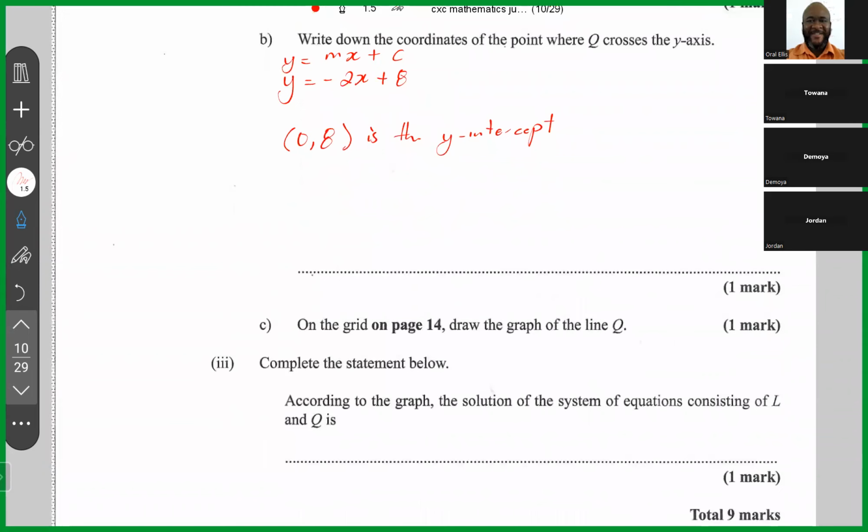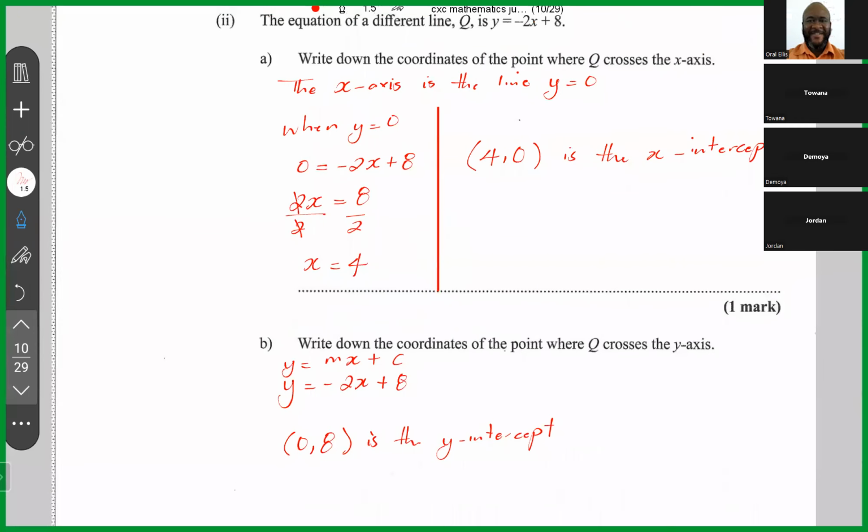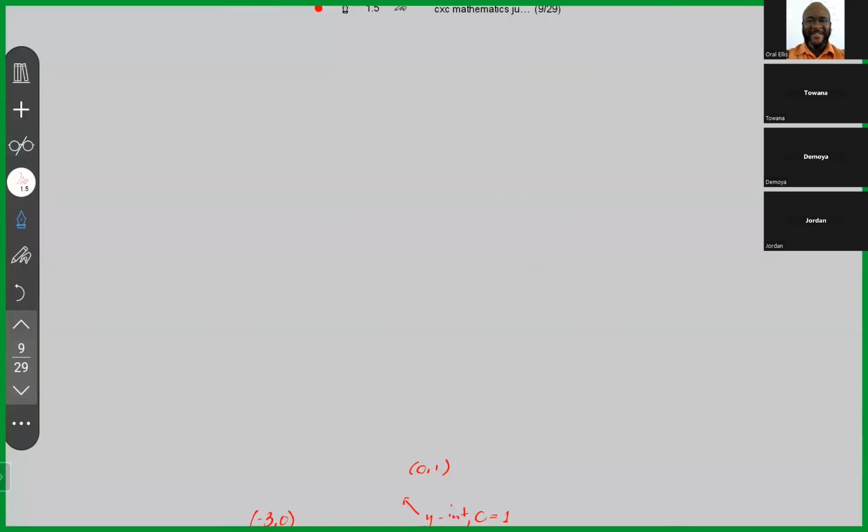It says on the grid on page 14, we're to draw the line Q. All right, so let's draw the line Q. Y is equal to -2x plus 8. We have the x-intercept already, and we have the y-intercept. So let's use those as the two points we use to draw the straight line. To draw any straight line, you need to know the coordinates of two points on the line, and we do. The y-intercept is (0, 8). The x-intercept is (4, 0).